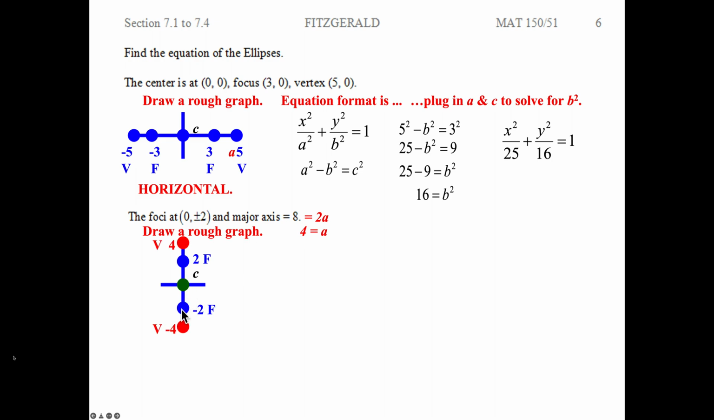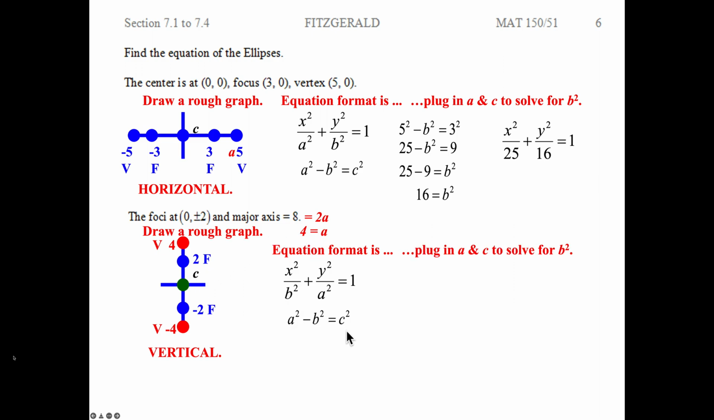So here we have a vertical ellipse. So your a squared has to be underneath the y squared, and a is that distance of 4. So again, you have the c, you have the a, you have to go find b squared using the Pythagorean theorem with the minus sign. So 4 squared will be 16, 2 squared will be 4. Subtract the 4 to the left, add the b squared to the right. 16 minus 4 is 12, that's my b squared. And my a squared again, that's the 16. So x squared over 12 plus y squared over 16 equals 1.